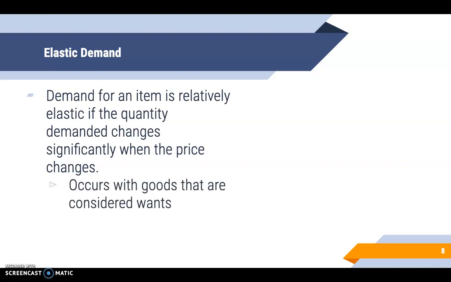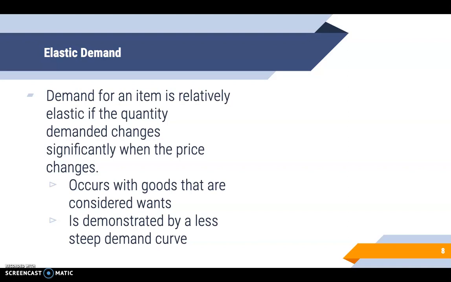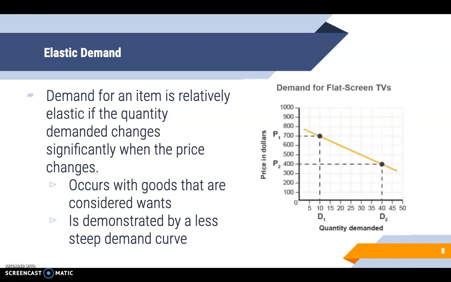This occurs with goods that are wants. So think of really large TVs, for example. If the prices are low, the demand goes up really, really high compared to inelastic demand like milk. If milk is expensive, people are still going to buy a lot of it because it's a need. These are for wants. So when you hear elastic, think of wants. And it's demonstrated by a less steep demand curve. So it looks like this. You can tell this line is not going up as quickly. So if I showed you this graph and said, do you think this is elastic or inelastic? You would say this is most likely elastic because the curve is not as steep on this one.